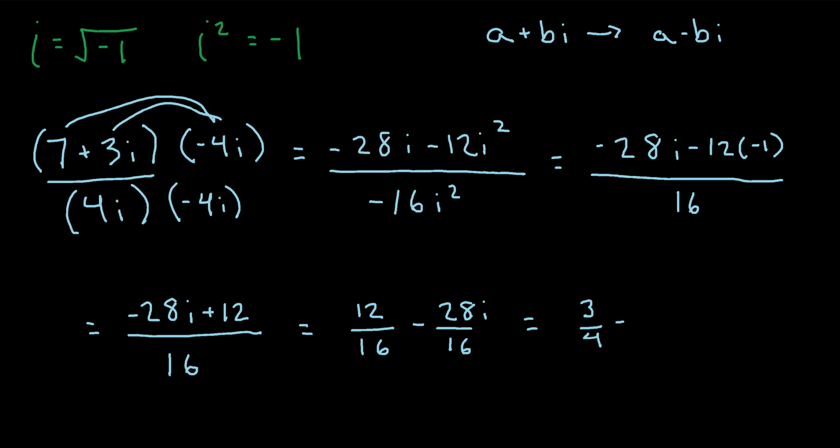And then over here we can divide the numerator and the denominator by 4. So 28 divided by 4, that's 7. 16 divided by 4 is 4. So we'll write 7/4 i. And that will be our final answer.